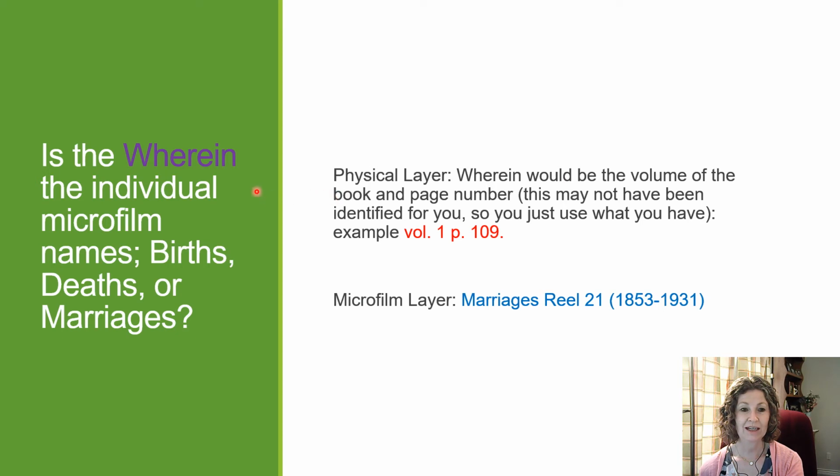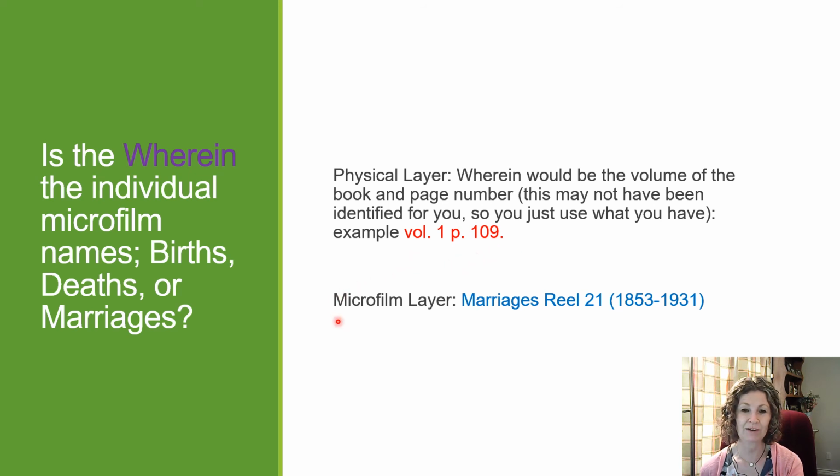Now the wherein, is it the individual microfilm names, births, deaths, or marriages? So we've already cited the names and the dates. What this is calling for is something specific. So in the physical layer, if we have a volume and a page number of the actual marriage register, that's what we would use. And if we don't have it, then we would just have to use the date of the marriage to find that again. But in this example, we'll use volume 1, page 109. It wasn't shown on that image I showed you at the beginning, but we're going to pretend it was so we can show you how it's used.